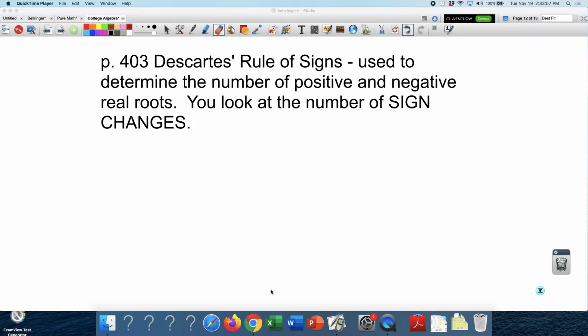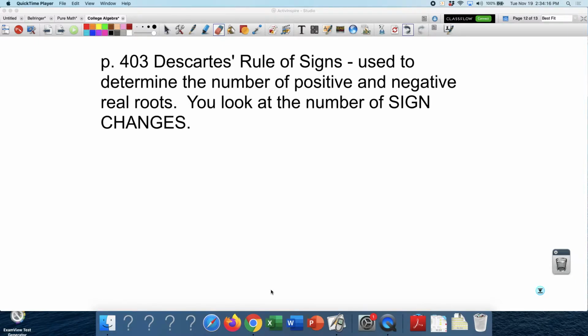Welcome to section 3.4. I'm going to be on page 403 in your book, and I'm going to give you a quick lesson about Descartes' rule of signs. Now, we use Descartes' rule of signs to determine the number of positive and negative real roots.